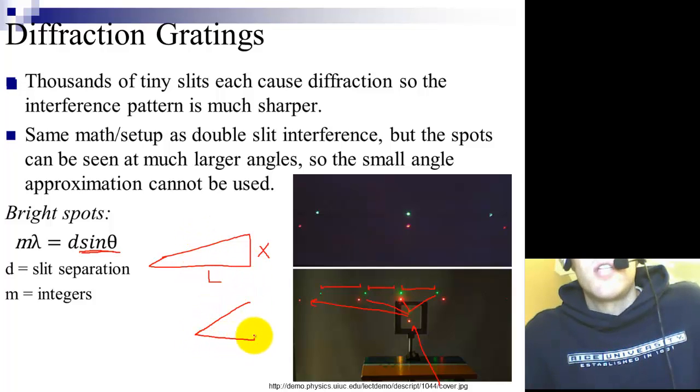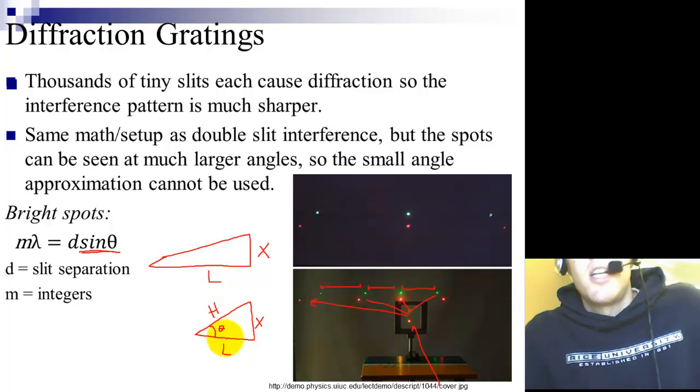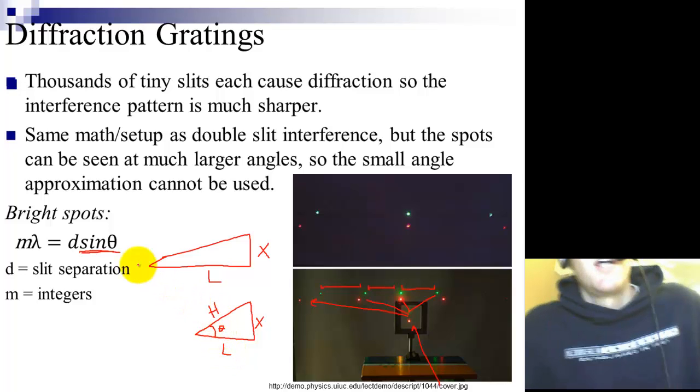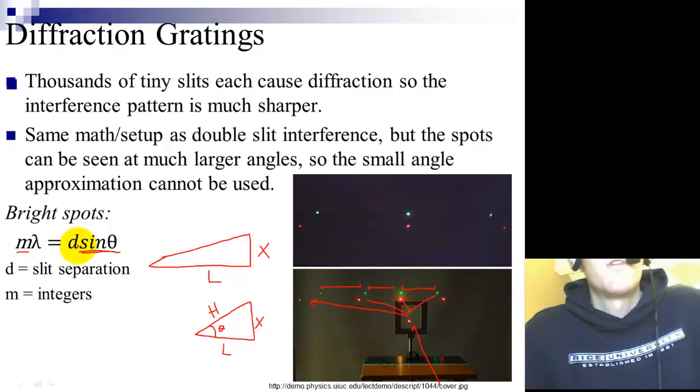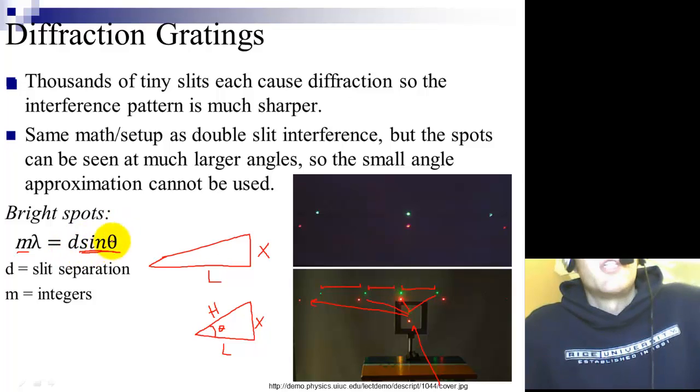I mean, if you just look at something like this, here's x, here's L, here's the hypotenuse, and here's theta, sine theta is x over h, which is no longer approximately x over L because h and L are now different lengths. So that's not really any trouble. We can just leave the formula in terms of m lambda. M is any integer again. The center one is 0, etc., etc. Then the first one, second one, third one, out as you go. You just leave in sine theta.